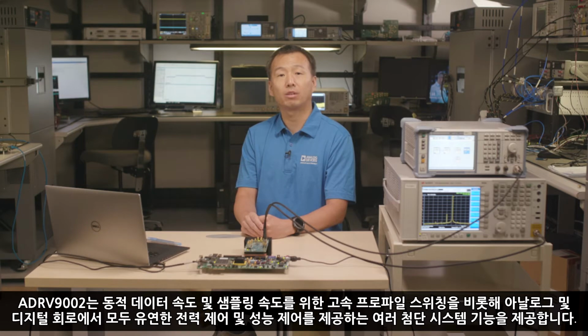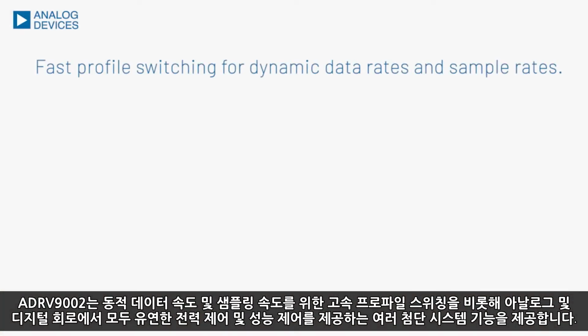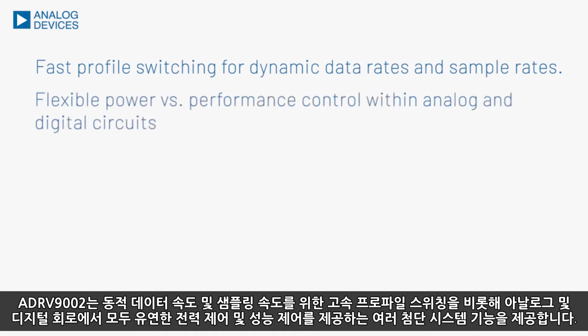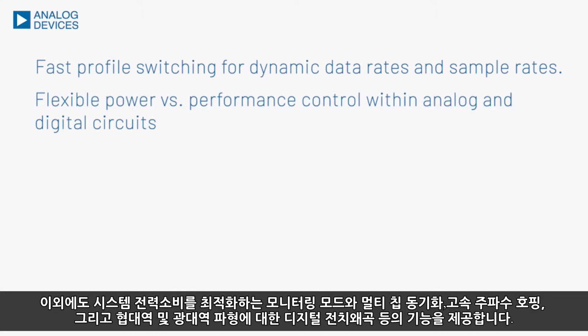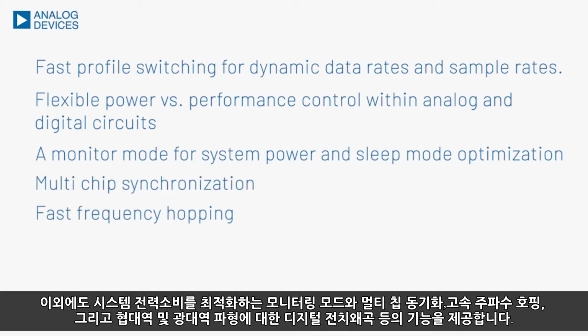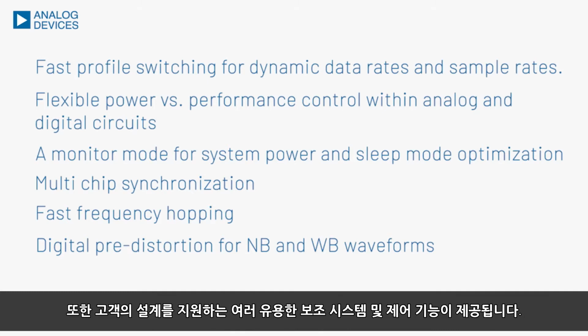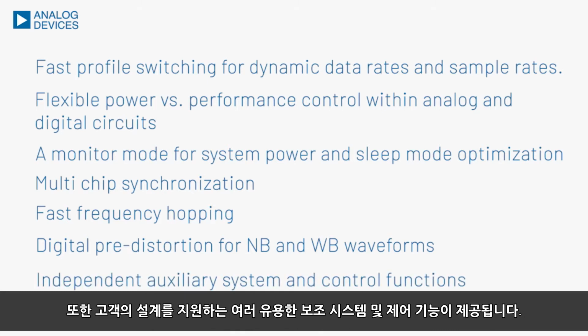The ADRV9002 offers a number of advanced system features such as fast profile switching for dynamic data rate and sampling rate, flexible power control versus performance control within both analog and digital circuits, a monitor mode to optimize system power consumption, multi-chip synchronization, fast frequency hopping, digital pre-distortion for both narrowband and wideband waveforms. It also offers a number of useful auxiliary system and control functions to aid customer design.